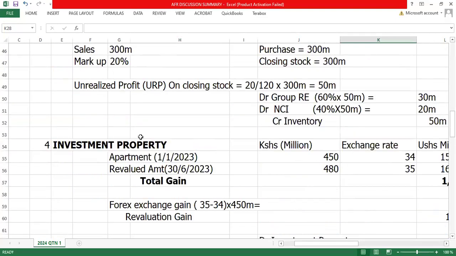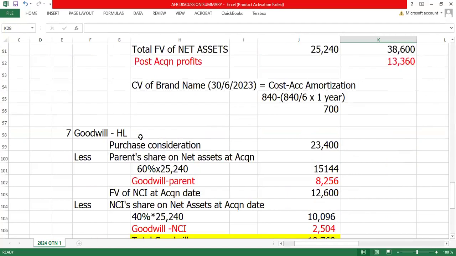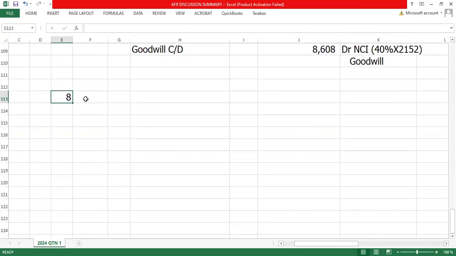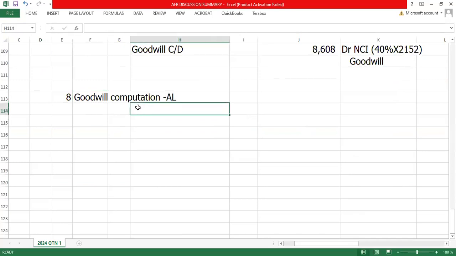Now, to avoid wasting time, simply do the goodwill computation. Goodwill computation. You are in the books of AR. Now you need the purchase consideration.